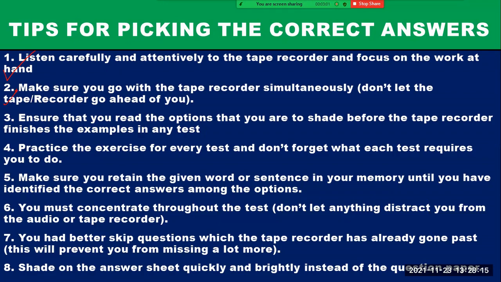Number 2, make sure you go with the tape recorder simultaneously. In other words, don't let the tape recorder or the voice of the speaker go ahead of you. Number 3, ensure that you read the options that you are to shade before the tape recorder finishes the examples in any test. Number 4, practice the exercise for every test and don't forget what each test requires you to do. Number 5, make sure you retain the given word or sentence in your memory until you have identified the correct answer among the options.